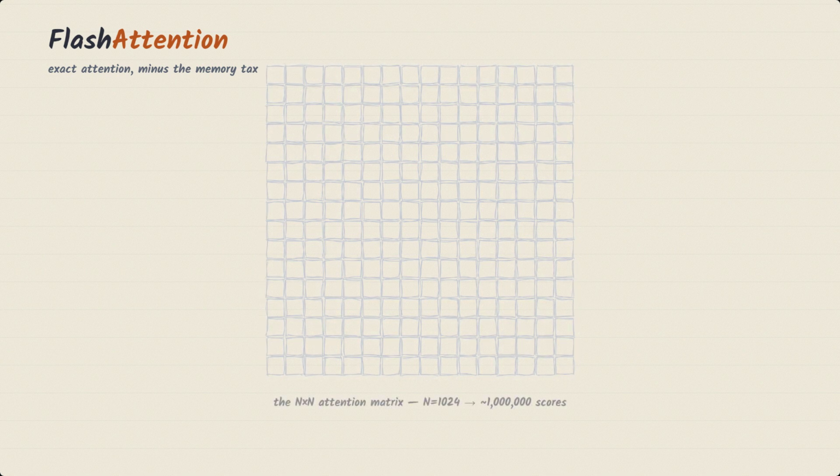Here is the attention matrix. Every token scoring every other token. For a 1,000-token sequence, that's 1,000,000 numbers. Standard attention writes that whole grid out to memory, reads it back, writes it again.